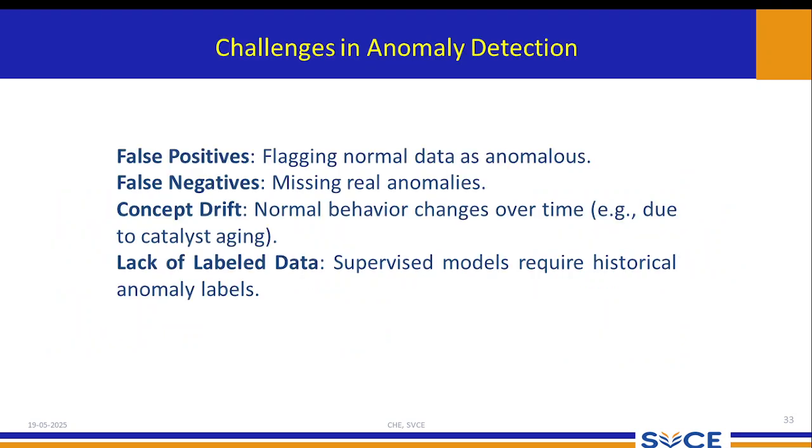So the challenges in anomaly detection: false positives, flagging normal data as anomalous; false negatives, missing real anomalies; concept drift, where normal behavior changes over time, for example due to catalyst aging; and lack of labeled data. Supervised models require historical anomaly labels. That is very, very important.